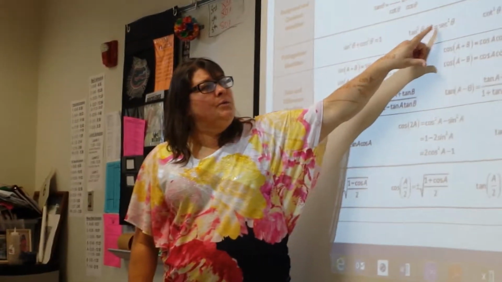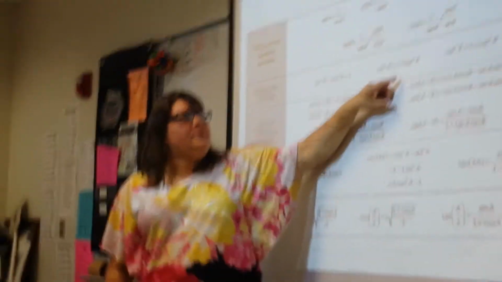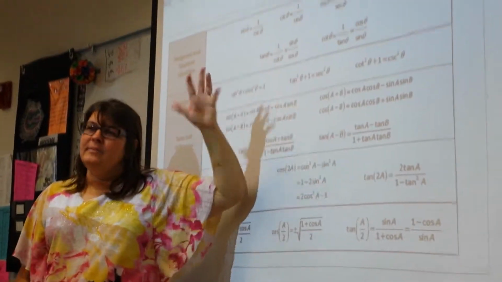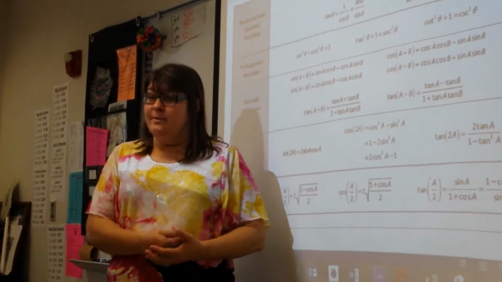I'm going to do equals secant squared minus tan squared. You see that? And did you also get tan squared equals secant squared minus 1? Okay, so everybody kind of sees what I'm talking about. Now, the hard part is to be able to recognize it.